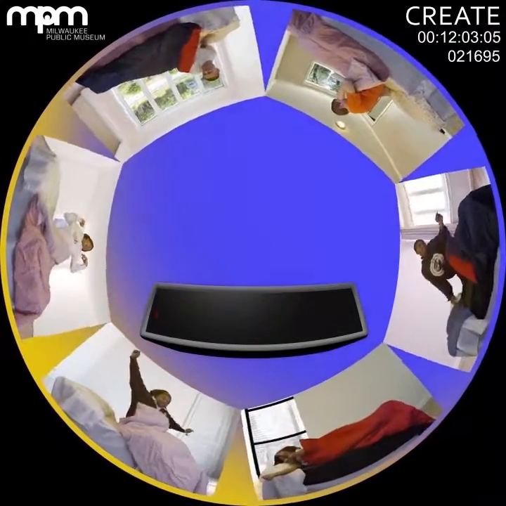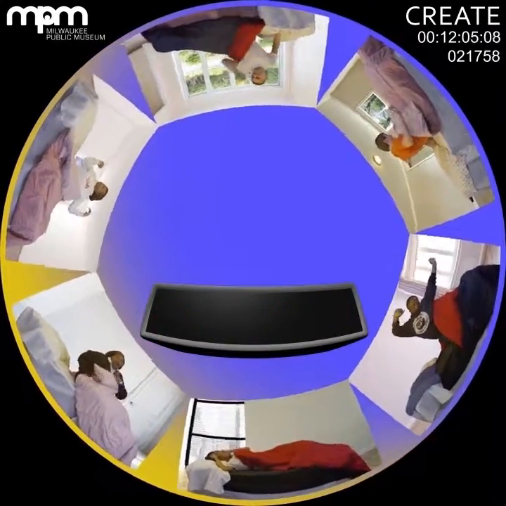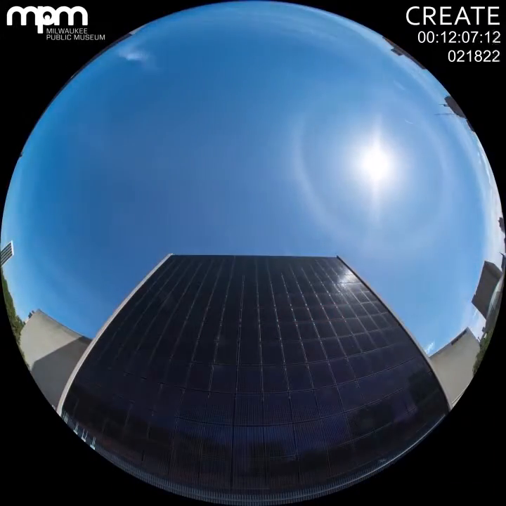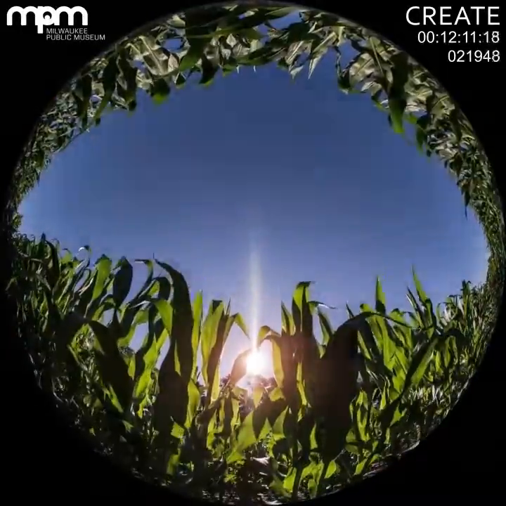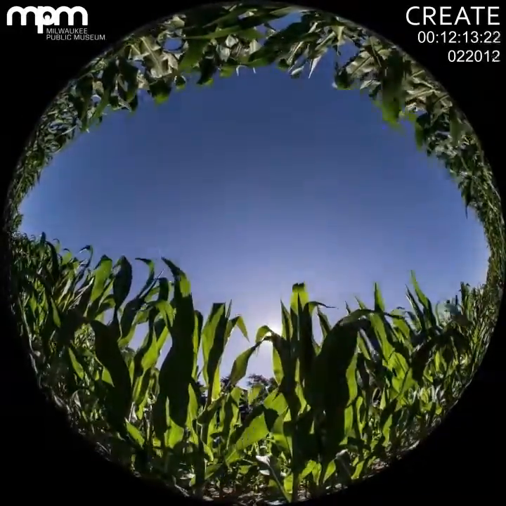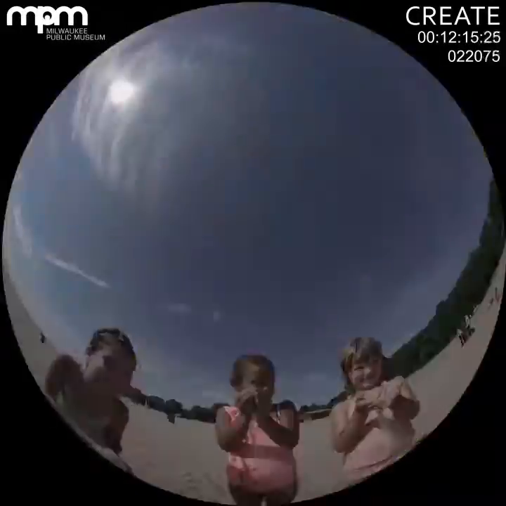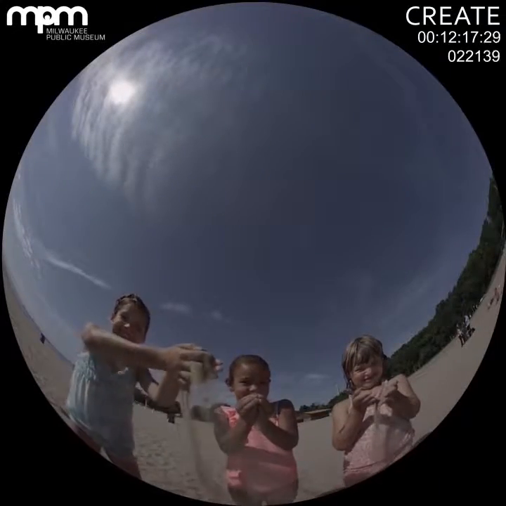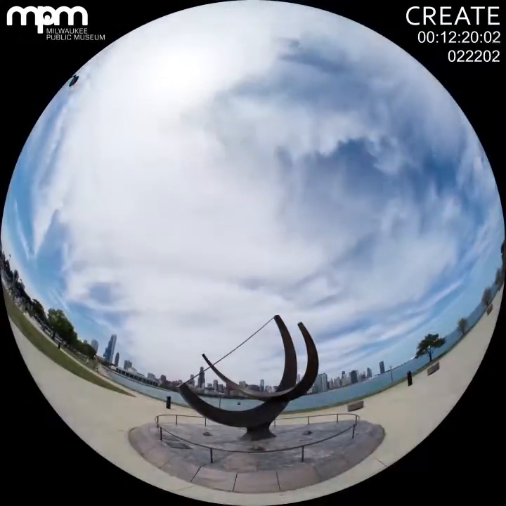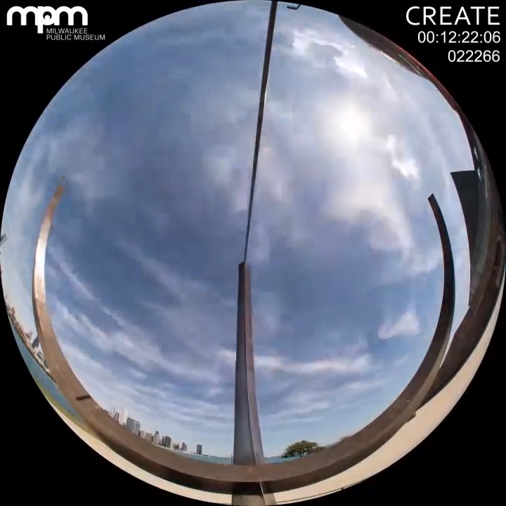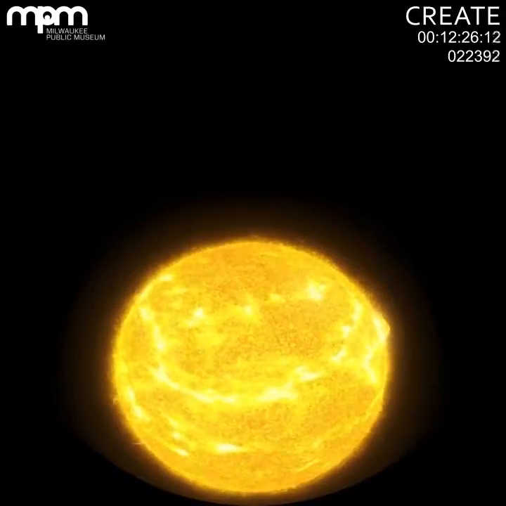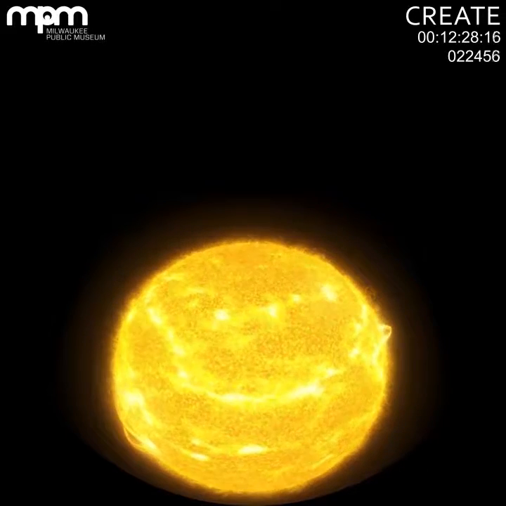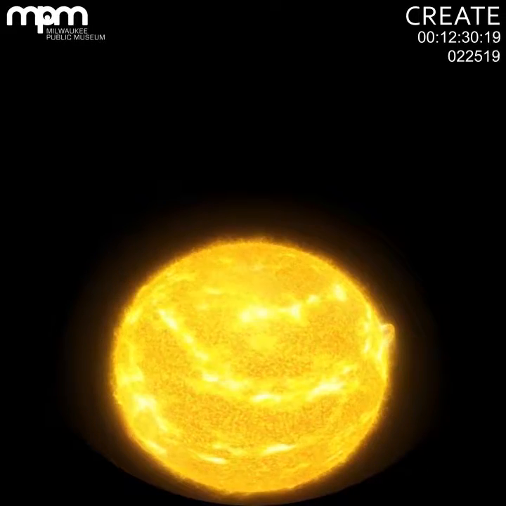From morning to night, we never escape it. It fuels us and everything around us. It warms us as we enjoy nature. It can even be used to tell time. But where does all this light and energy come from? 93 million miles from Earth, we find the sun.